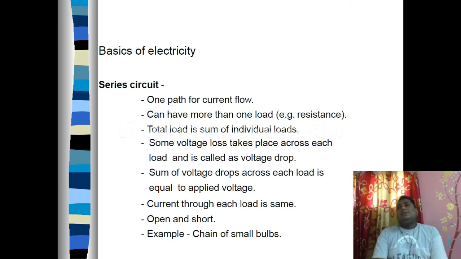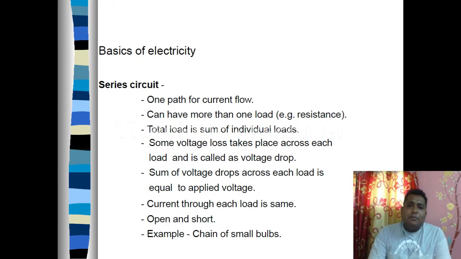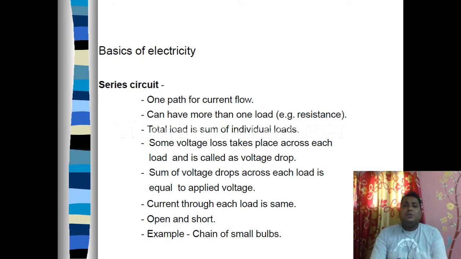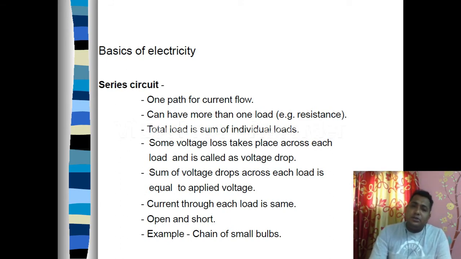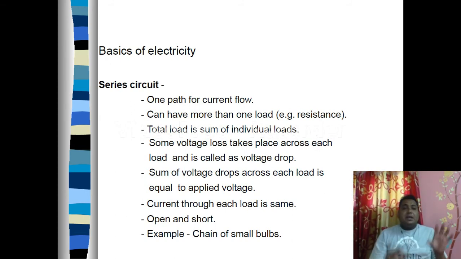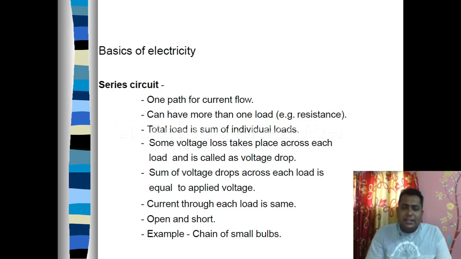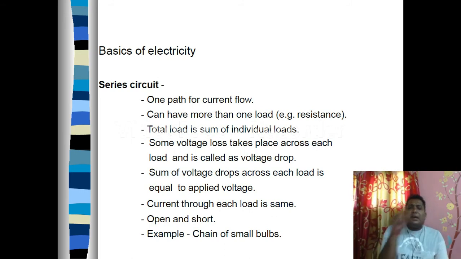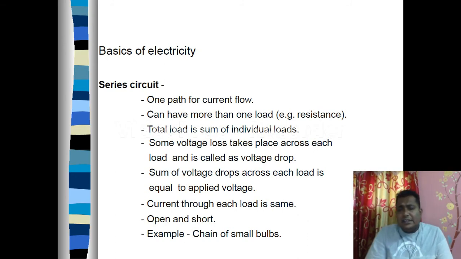Okay, what is a series circuit? A series circuit means there is one path for current flow, and it can have more than one load. The total load is the sum of the individual loads, and some voltage drop takes place across each. Suppose in a series loop a source is there, and with that 2-3 resistances are connected in series. When current flows through that closed loop, from Ohm's law V equals IR, so across each resistance there is some voltage drop, correct? That is mentioned over here.